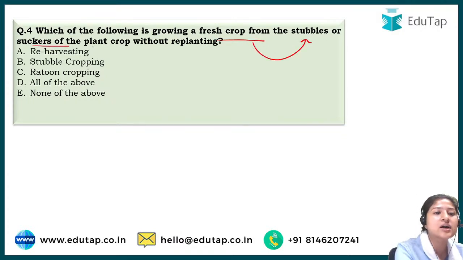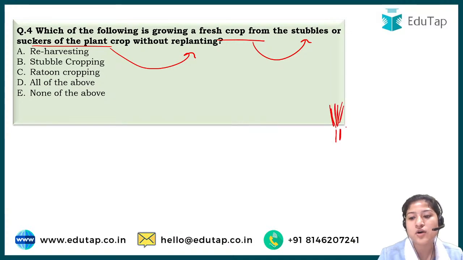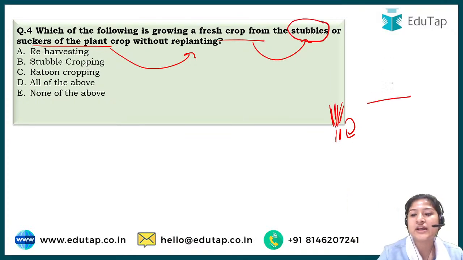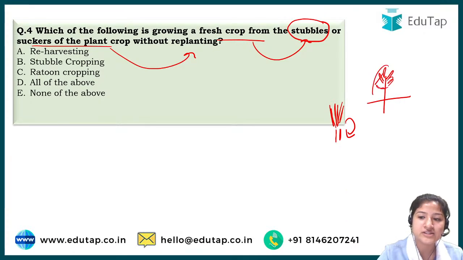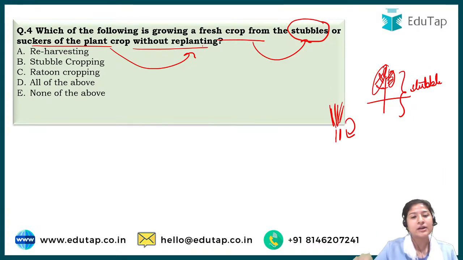Now coming to question number 4, it says: which of the following is growing a fresh crop from the stubbles or the suckers of the plant crop without replanting? What does it mean? You have to tell me which cropping it is where the new crop emerges from the pre-existing crop. How do you know that? It says from the stubble. What is stubble? When you harvest any crop, if you harvest the grains, whatever is left is known as stubble, right? Or the suckers of the plants without replanting, means you are not planting again.